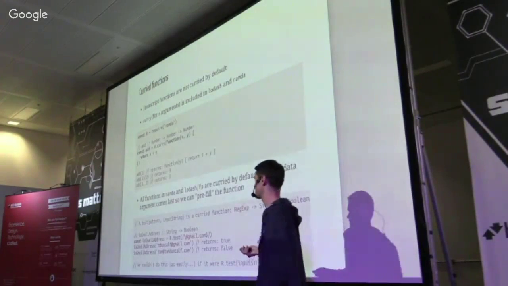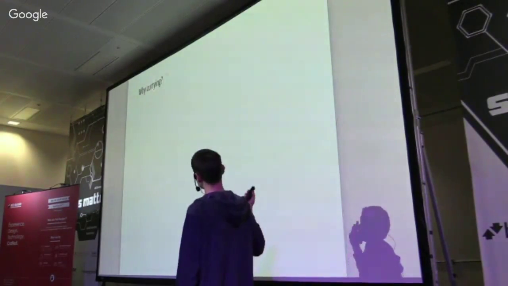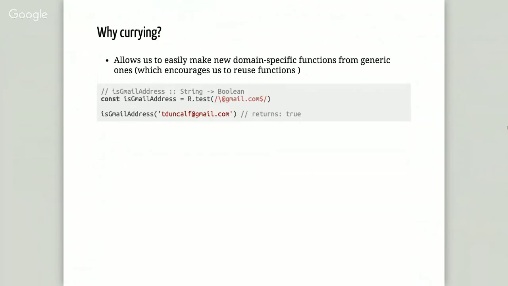So it's good to make use of one of the libraries which gives you this functionality. Why do we want to do currying? As we saw there, it gives us the ability to really easily make a function. And what this means is we can reuse generic functions in a domain-specific way really easily.